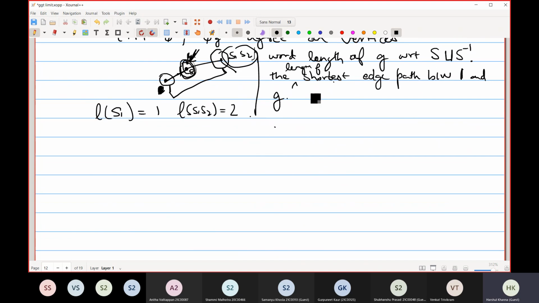Now, first of all, how does this translate to your algebraic sense? This is the geometric sense, that it's the shortest edge path between 1 and g. How does it translate to the algebraic sense? It's the smallest n such that g can be represented as s1 till sn, the smallest n such that g can be represented in this form. Of course, we are allowing the powers to be plus or minus 1, since we are allowing inverses. Right. Then let's move on to the proof of surjectivity.